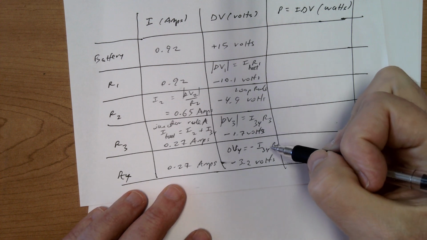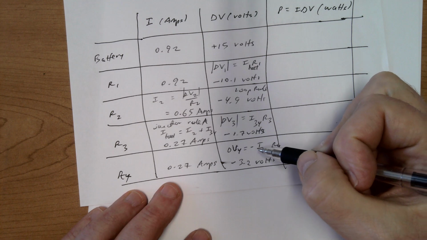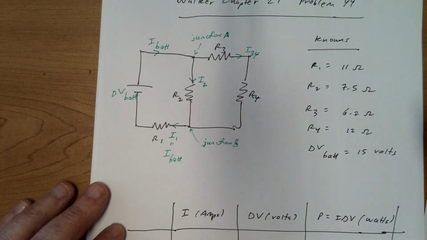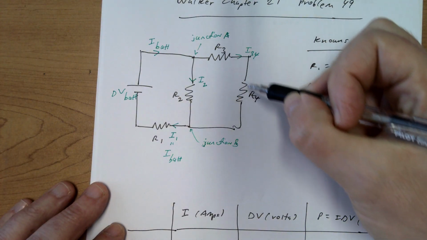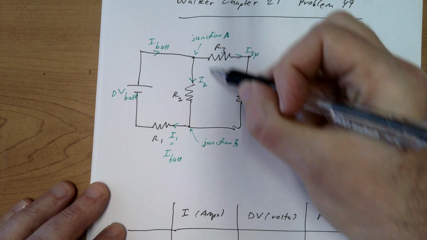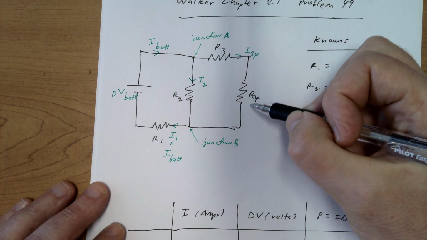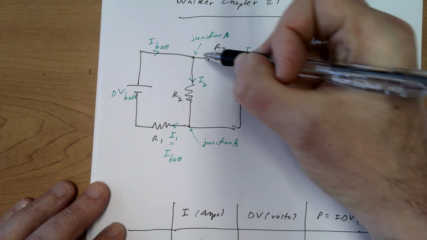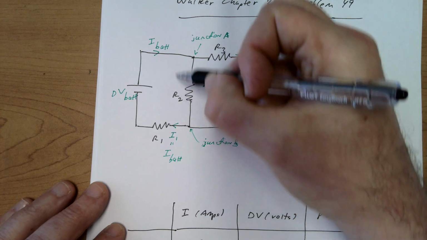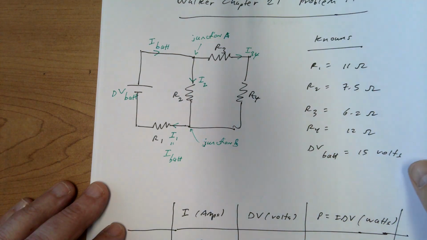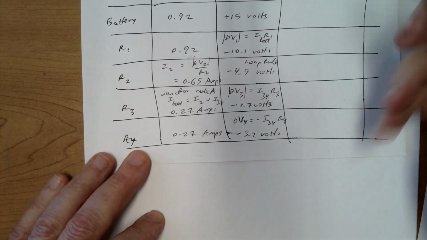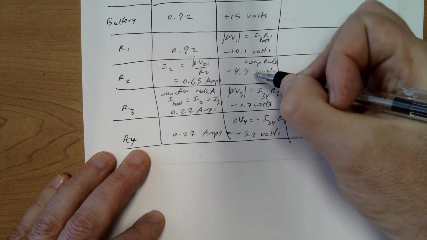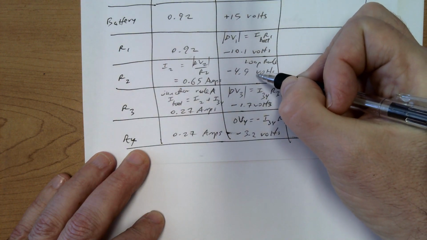We can do a little bit of checking here. Looking at my original circuit, R3 and R4 together, that combination, is in parallel with resistor 2, which means that the total voltage drop across 3 and 4 has to equal the total voltage drop across resistor 2. So that's a nice check. The summation of these two is negative 4.9 volts, which matches. So that's a good thing.